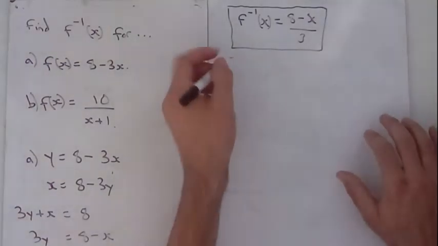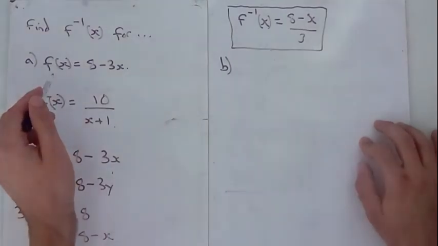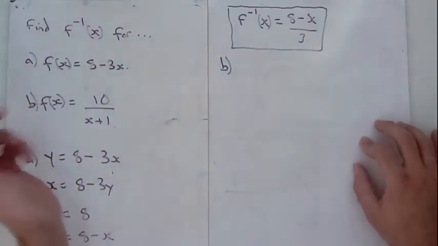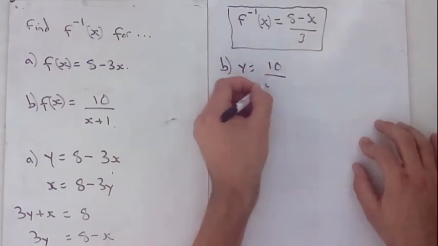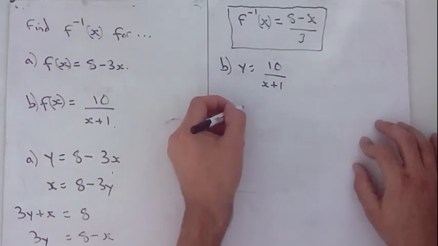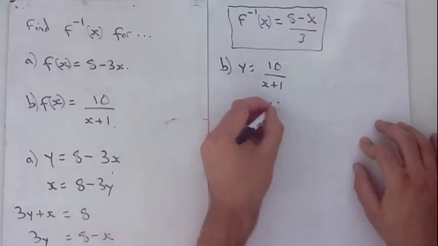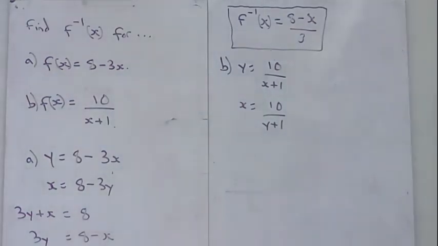Part B, we have f of x equals 10 over (x plus 1). So I would write y equals 10 over (x plus 1). Interchange the variables, so just swap the x and the y around. So we'll say x equals 10 over (y plus 1). Then we need to make y the subject.